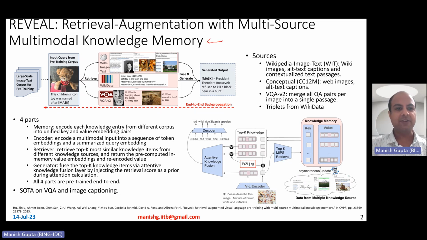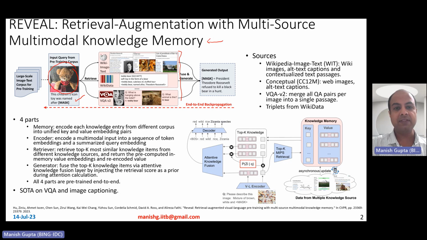So the use case is as follows. Let's say you have a query: this children's icon toy was named after whom, right? And essentially, you have an image in place. So to be able to answer this query, what you could do is to leverage several documents on the web or any other multimodal knowledge sources.